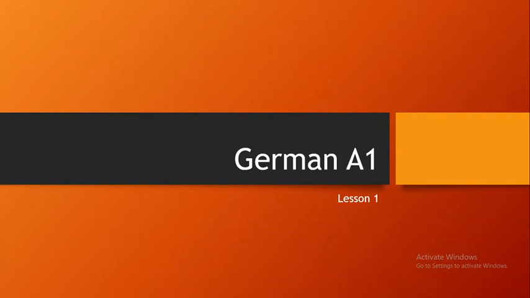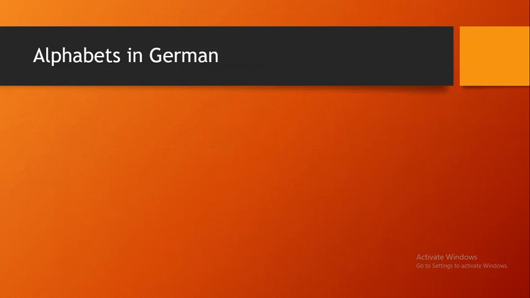So my channel will help you learn German to crack A1 and A2 level exams. This video is for beginners, A1 level. The first lesson is the alphabet in German. The best thing is that the alphabets in English and German are exactly the same. The only difference is the pronunciation.